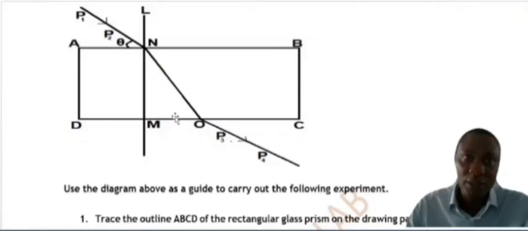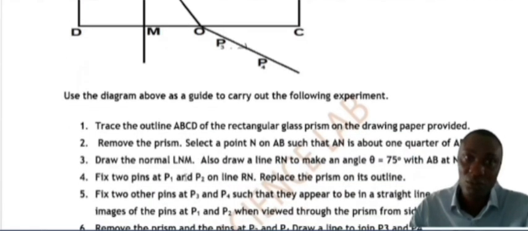Hello everyone. In this video, we are going to be looking at Physics Practical Question 2, NECO 2023, which involves a rectangular glass prism. So here we have the rectangular glass prism and all the other necessary parameters on it. So let us quickly read through the question.